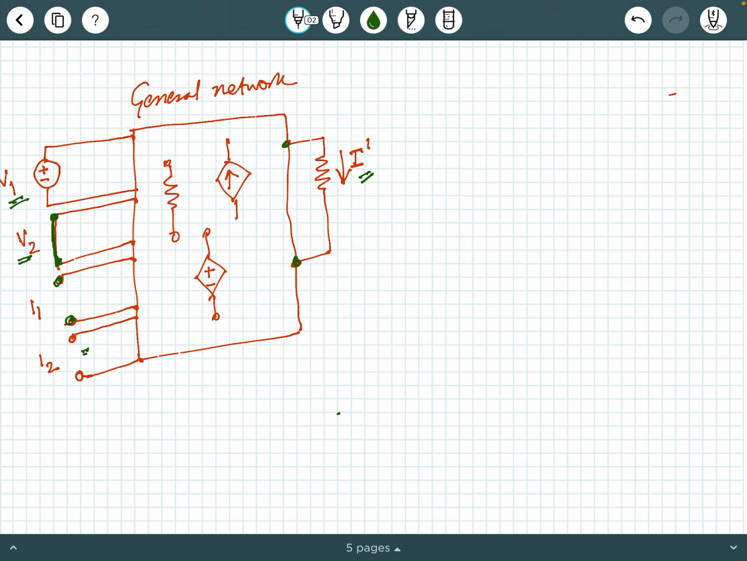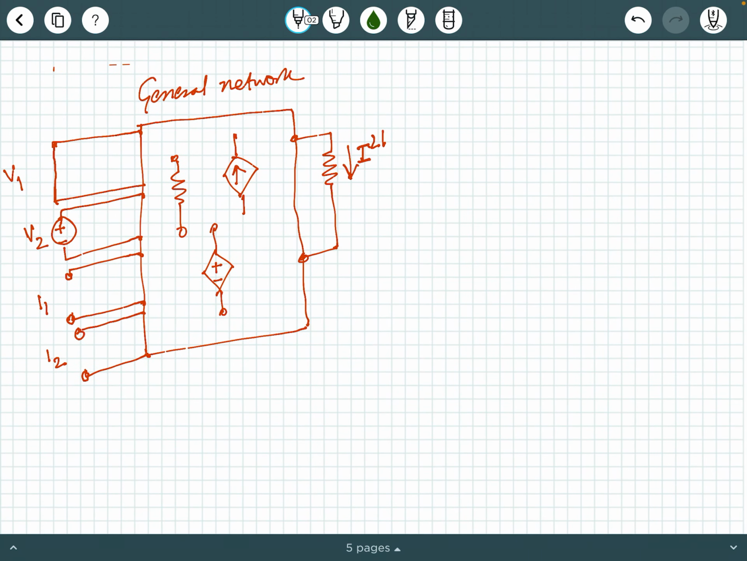Because all the other sources are now zero, I have only one source acting, that is V1, and in that condition I calculate the current in this resistance. So this is a new circuit having only one independent source, and of course the generalized network will contain all these things connected arbitrarily. In that condition I calculate the current across the resistance of interest, that is I dash. Let me call that current I dash.